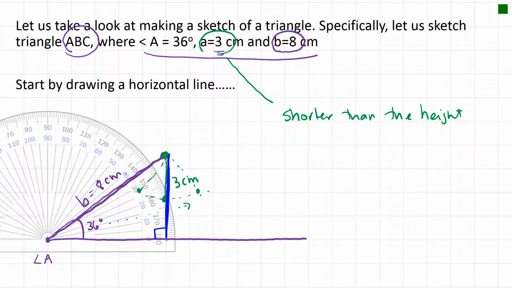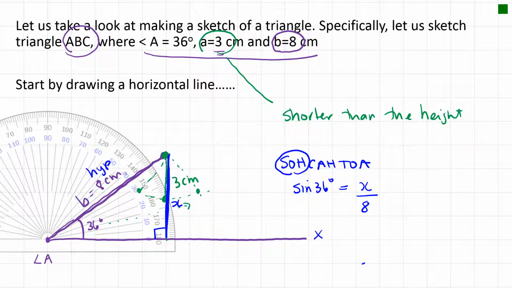I'm going to calculate that here, and I'm going to use that right angle triangle. So remember there was SOHCAHTOA. Since it's a right angle triangle, I can use SOHCAHTOA, and I want to calculate this distance right here, which I'm going to call x, and I'm given this one, which is the hypotenuse. So that means I'm going to use the sine. So the sine of 36 degrees equals the opposite, which is x, over the hypotenuse, which is 8. And so x equals 8 times the sine of 36 degrees.